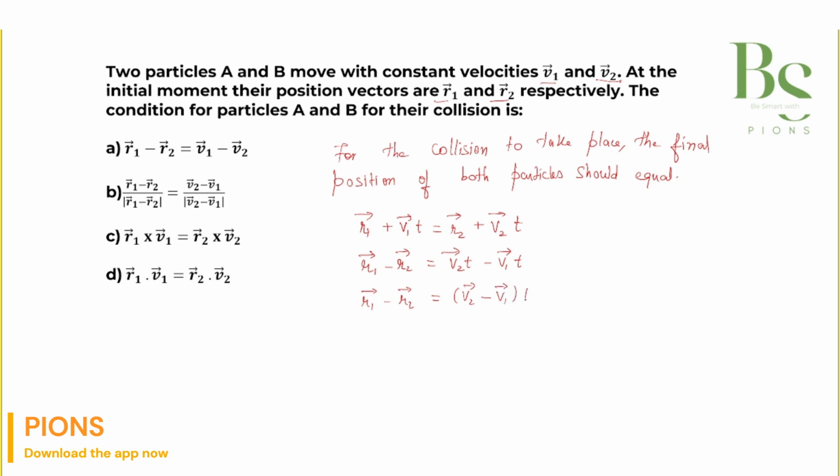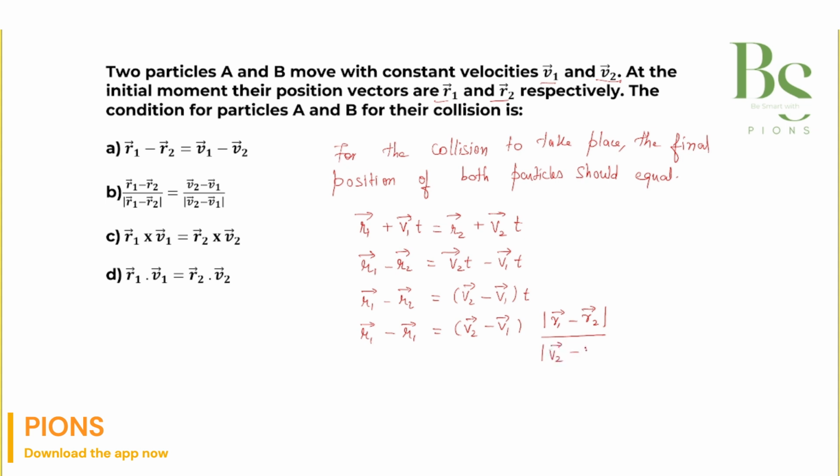Now, how much time have they travelled? That will be simply the separation between the two particles upon the relative velocity of the two particles. So, we can write here the magnitude. Be very careful here. We are dealing with the magnitude of r1 minus r2, the distance they actually travelled with the velocity difference, the relative velocity, that is the magnitude of v2 minus v1.